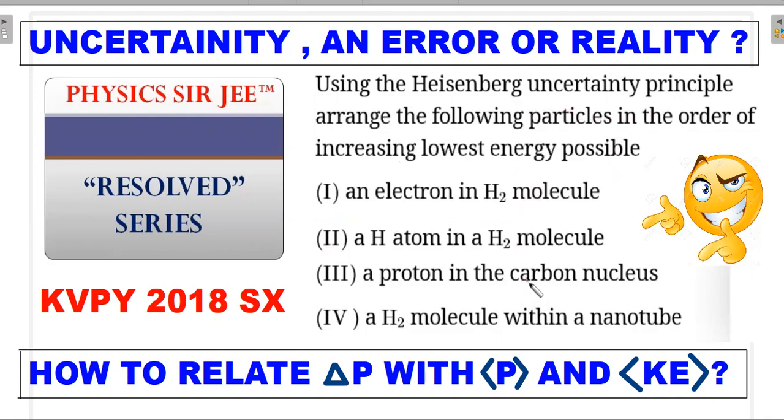During this problem, we'll try to understand in brief what is meant by uncertainty. Is it an error in an experimental measurement, or is it a part of the reality? And also we'll try to relate uncertainty in momentum with average value of momentum and average value of kinetic energy. So these are the symbols I'll be using for average, and the delta as usual is the one used for uncertainty. So this is going to be a very joyous and concept filled ride. So I hope you are all ready for it.